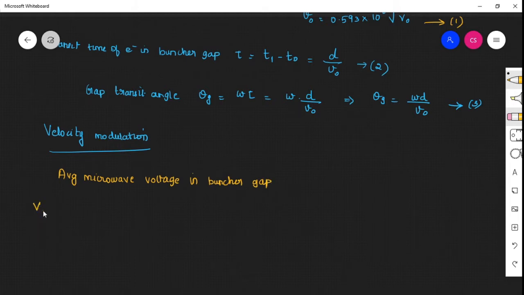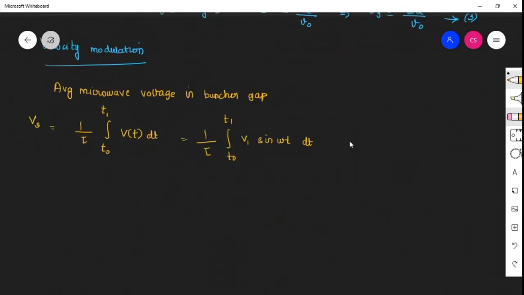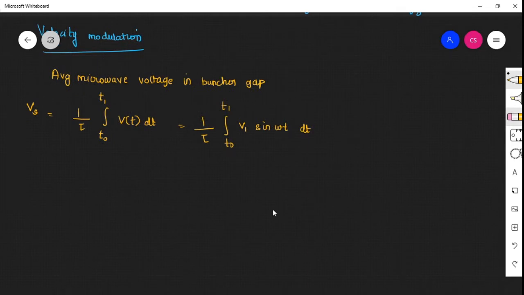We mention that as Vs, the average. So it is 1 by the time it takes through the Buncher gap, that is 1 by tau. The electron enters the gap at T0 and comes out at T1, into the input signal that we are giving, dt. So Vs equals 1 by tau, integration from T0 to T1 of V of t, which is an AC signal with amplitude V1, so it has a sinusoidal variation: V1 sin omega t dt, where V1 sin omega t is the RF input that we are giving, and that is the signal that has to be amplified.